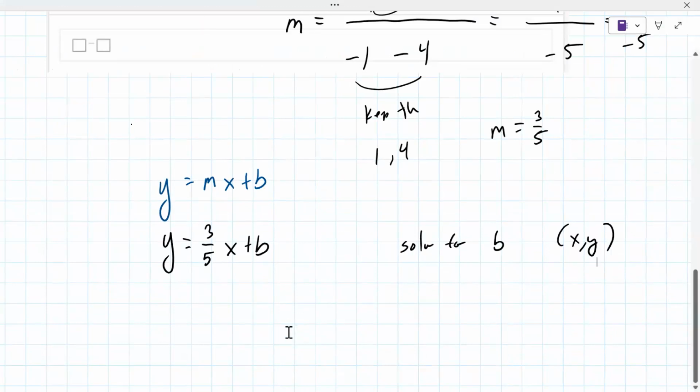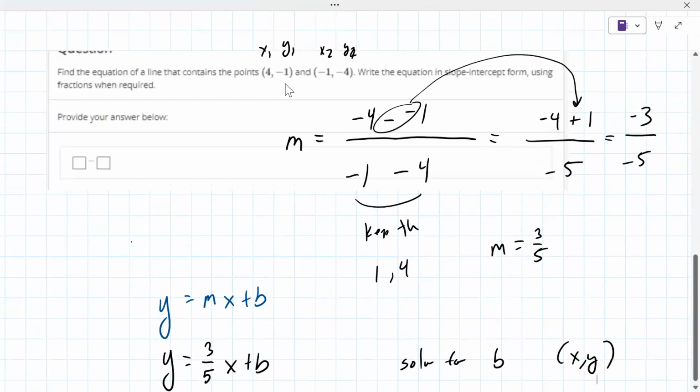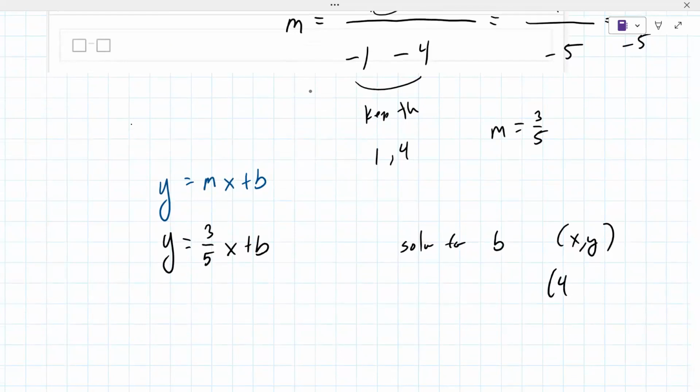Now, if you look back in the problem, they give you two ordered pairs. They give you 4, negative 1, and negative 1, negative 4. Let's use the first ordered pair. It doesn't matter which one you use, but sometimes there's one that's better than another. That okay so far? Yeah. All right, so this is negative 1 equals 3 over 5 times 4 plus b. The 4 is really the x value.